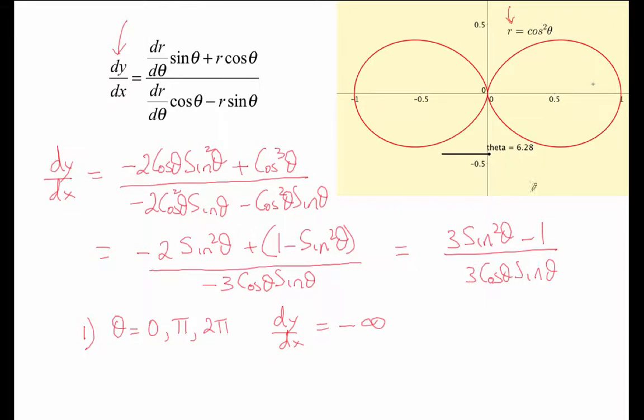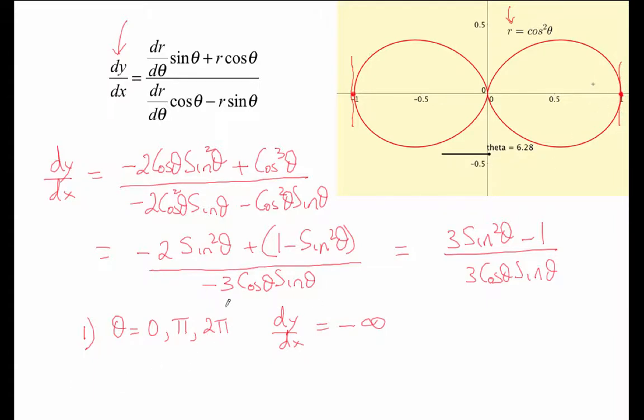What that is saying is that at this point here and at this point here, so that's theta equals 0, this is theta equals pi, and of course 2 pi is the same as 0. In that case, the derivative goes to minus infinity. And you can see that that is obviously true because here the slopes are infinite.